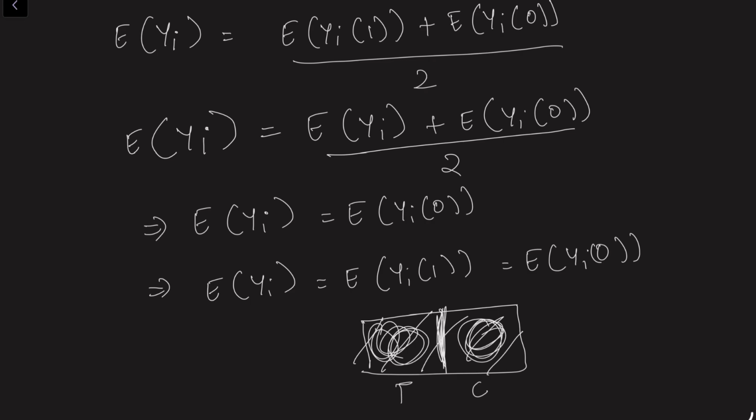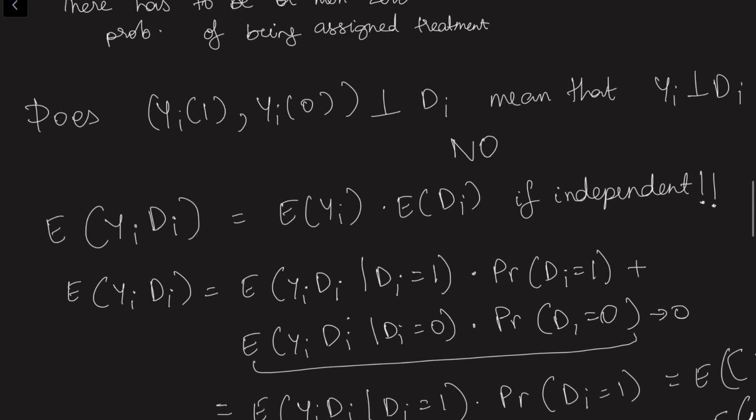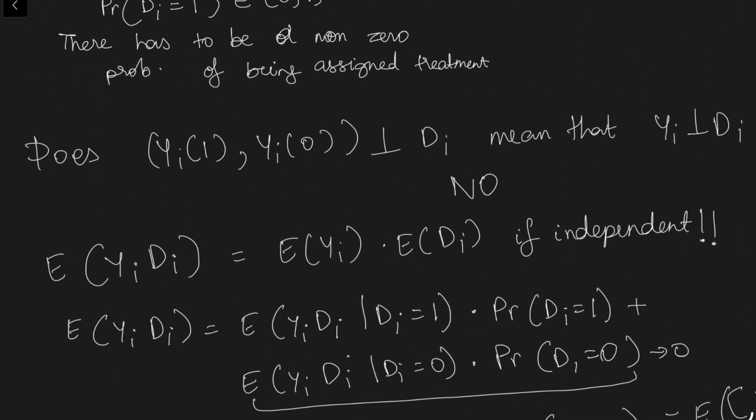Okay. So that is why in randomization, it is not necessary that, because the potential outcomes are independent of the treatment assignment, the observed outcome will also be independent of the treatment assignment.